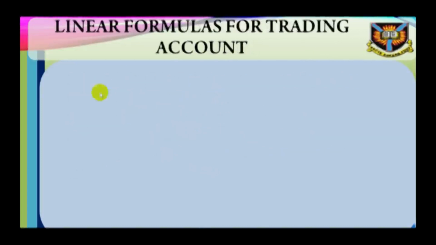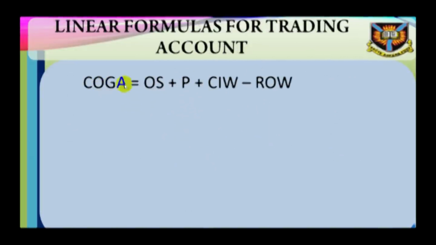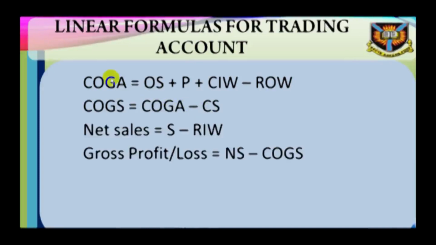Linear formulas for trading account. COGA equals OS plus P plus CI minus ROW. COGS, that is cost of goods sold, equals cost of goods available minus cost of sales. Net sales equals sales minus RI. Gross profit equals net sales minus cost of goods sold.